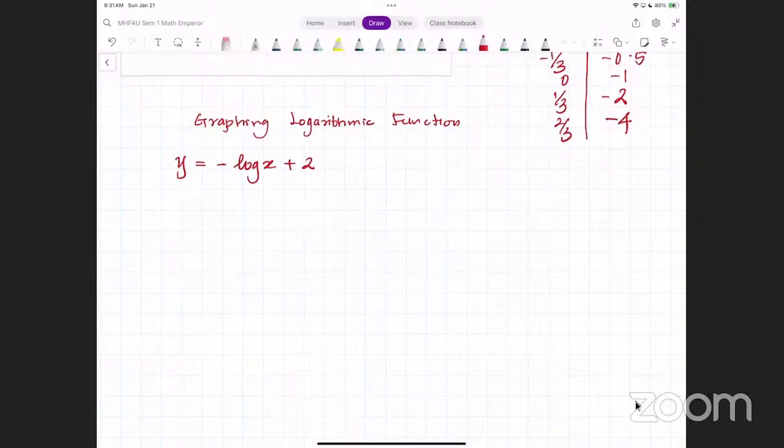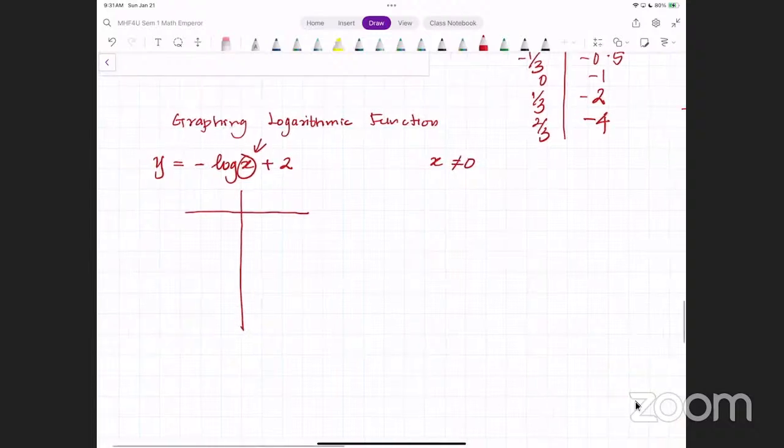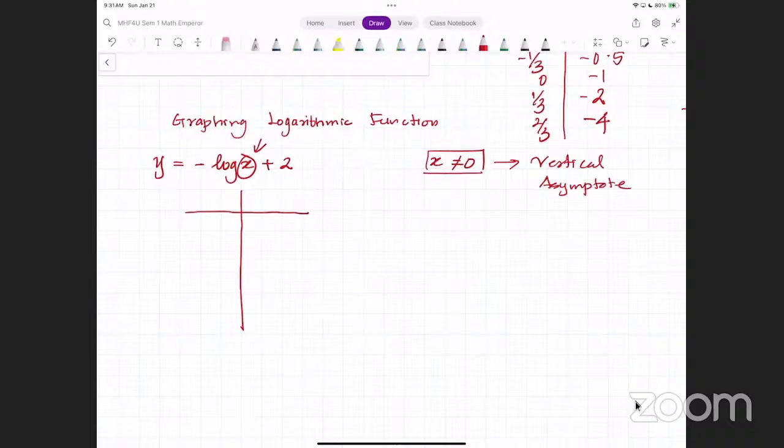So I'm going to create a table of values to draw it. Every logarithmic function is not defined when the parameter here is going to be negative, isn't it? Actually 0. So x cannot be 0. So that means in this location, we're going to have a vertical asymptote. Make sense? So we will have a vertical asymptote because this cannot be 0. And also, this cannot be taking negative values. So the x must be greater than 0.